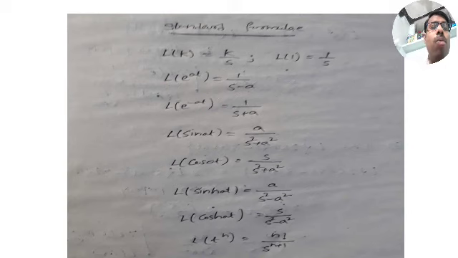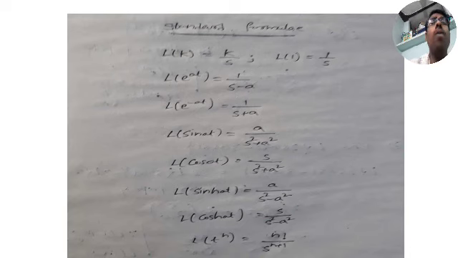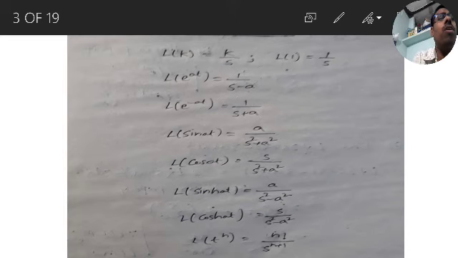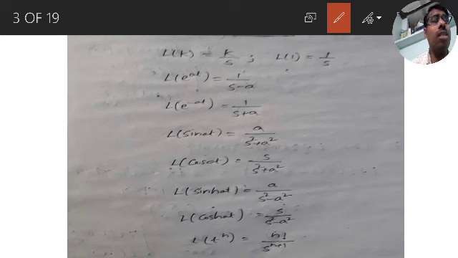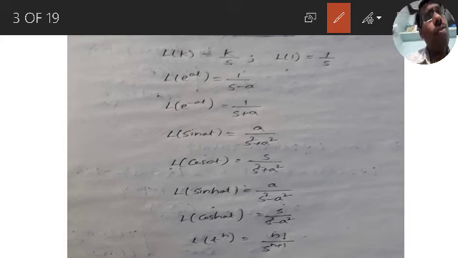L of t power n is n factorial by s power n plus 1. So these are the 8 standard formulae of Laplace transform. By using these formulas we solved many problems on the linear property. Before going to the first shifting theorem, I recall these formulas, because if you are unable to remember them, then we cannot do the problems. Mathematics means you should know the basic things: basic definitions, basic formulas, basic properties. If you know these, then only can we do the problems.